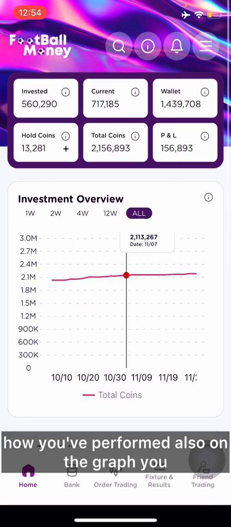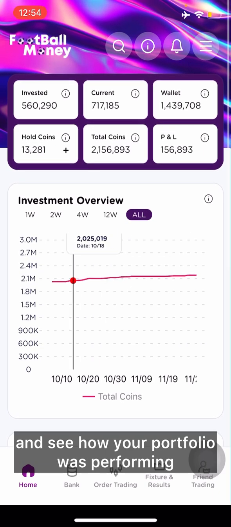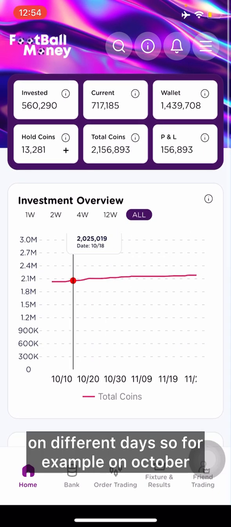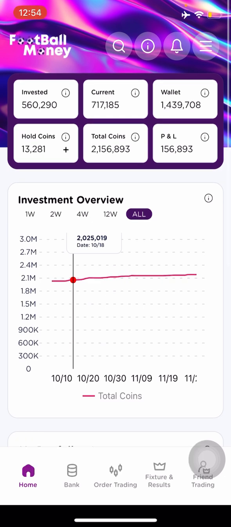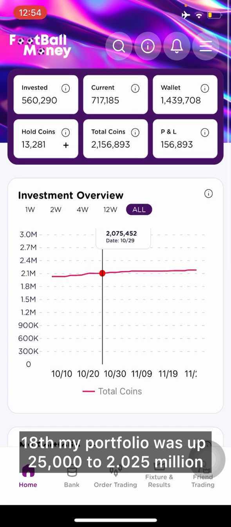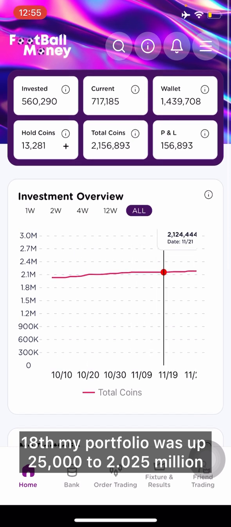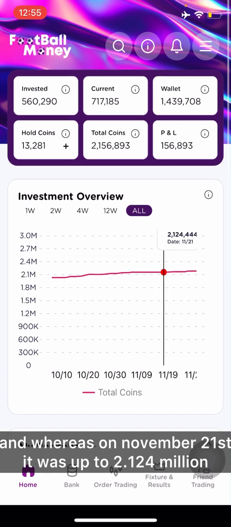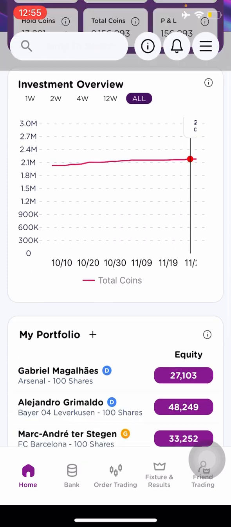Also, on the graph, you can move the cursor and see how your portfolio was performing on different days. So, for example, on October 18th, my portfolio was up 25,000 to 2.025 million. And on November 21st, it was up to 2.124 million.